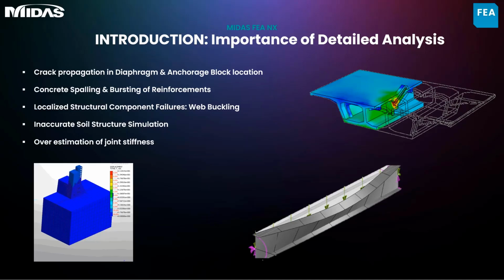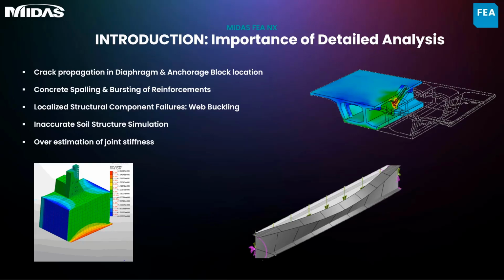So I have listed a few of the structural failures in our sector. The first two, which are more relevant in concrete bridges, are crack propagation in diaphragms and anchorage block location, and concrete spalling and bursting of reinforcements. It has been observed that during construction stages or in the service stage of pre-stress concrete bridges, cracks often begin to propagate near the anchorage blocks and diaphragm locations, which is primarily due to stress concentration and something that cannot be effectively diagnosed using a beam model. And in most cases, we don't usually model the reinforcements.